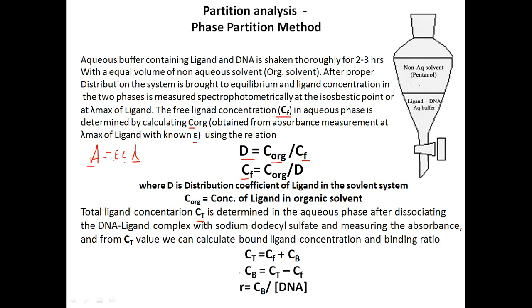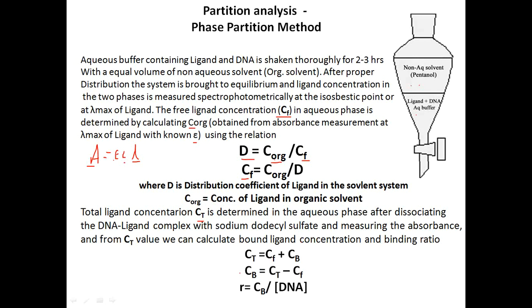CT is determined in the aqueous phase. So after the equilibrium, the non-aqueous phase is used to determine the CF value, and the aqueous phase has the bound DNA and the free ligand. This aqueous system is subjected to a dissociating agent, like sodium dodecyl sulfate, which dissociates the DNA ligand complex.